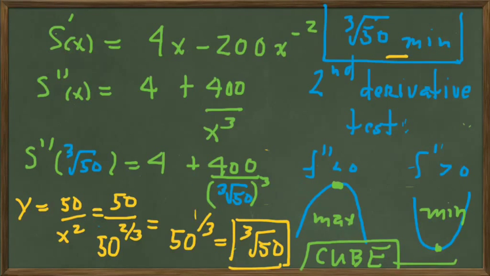And then finally we also solved for y by substituting the critical value cube root of 50 into y equals 50 over x squared, and we found that the y dimension is actually the same as the x dimension, so the box is actually a cube.